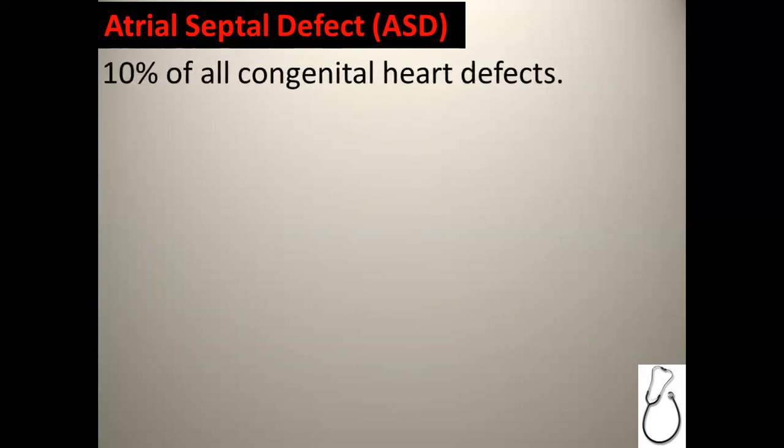Now, after the classification of congenital heart disease, we will discuss the most common types of it. Now, I will start with acyanotic congenital heart disease, and I will start with atrial septal defect. Atrial septal defect accounts for 10% of all congenital heart disease. It occurs in three types.